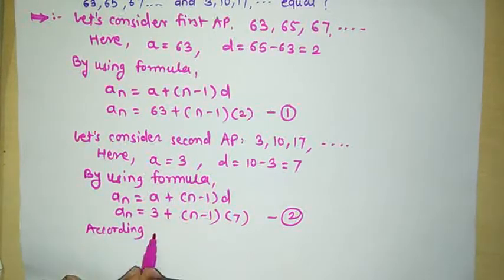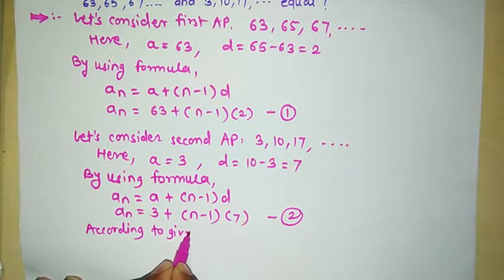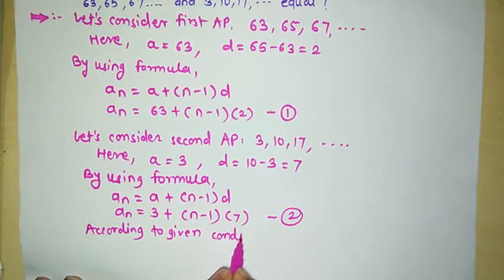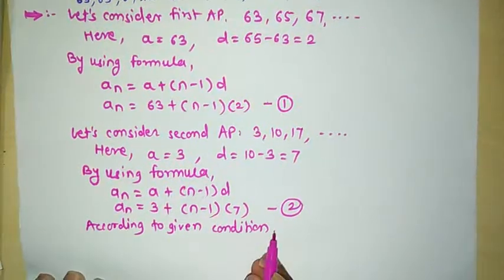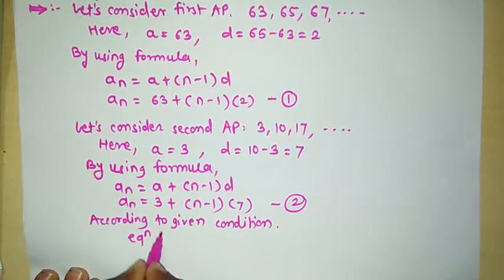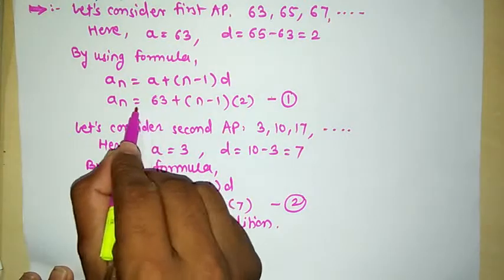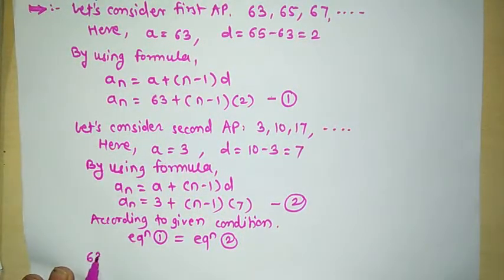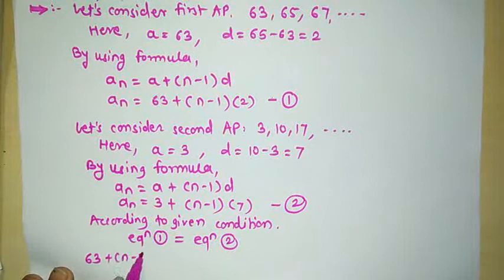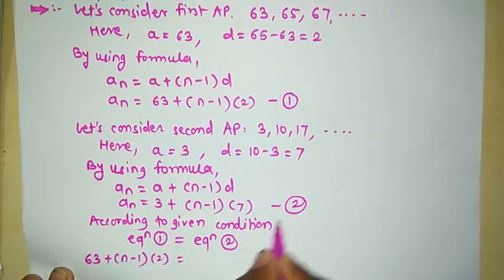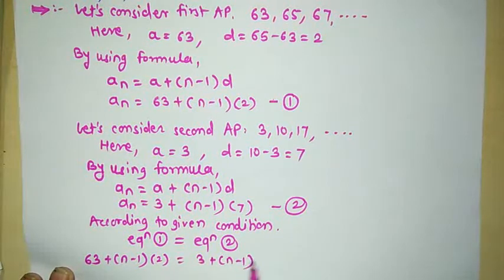Equation 1 is equal to equation 2. We will put the values. What is equation 1 here? Equation 1 is a n is equal to 63 plus n minus 1 into 2. And what is equation 2? Equation 2 is 3 plus n minus 1 into 7.